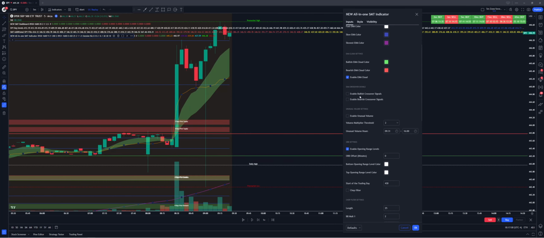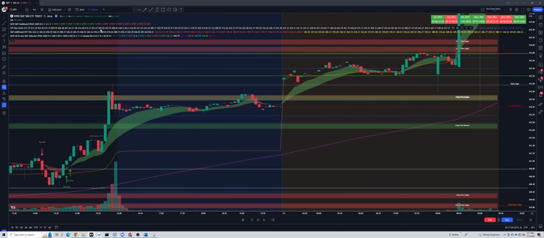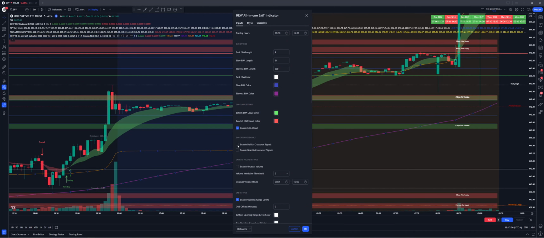If you just like crossover signals, if you enable bullish crossover signals, anytime there's a bullish crossover with your 2 defined EMAs, it'll give you a signal, and then anytime you have a bearish cross between your 2, it'll give you a signal that way.